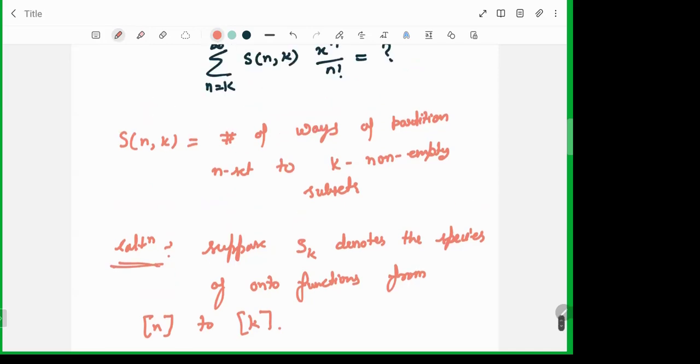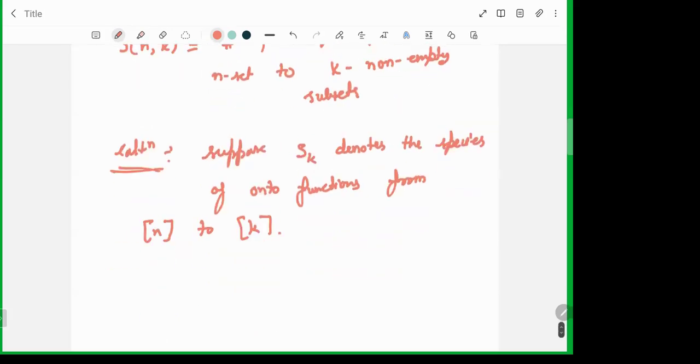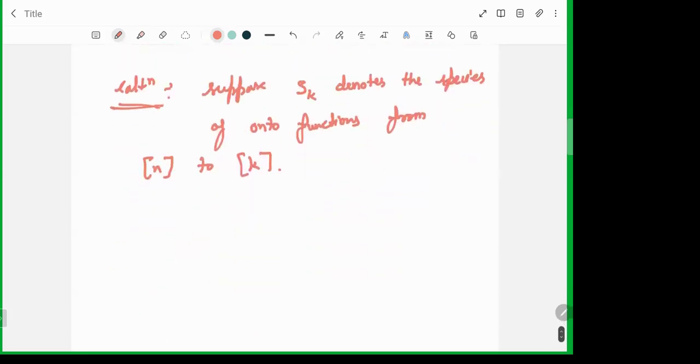This is the same as onto functions, but not the same as partitions. You can exchange these two blocks. Interchange these two blocks, and that will give you different functions, but they will give you the same partitions, right? This thing is slightly larger. I hope this is clear.